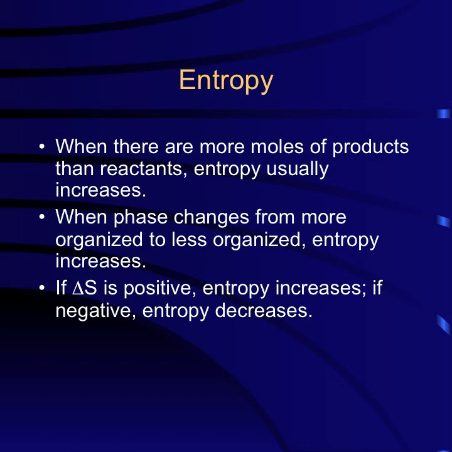So, some little tips on figuring out what entropy will do: if you have more moles of products than you do reactants, entropy usually increases. If vice versa, you have fewer moles of products than reactants, then entropy will usually decrease. If you have a phase change that goes from more organized to less organized, entropy increases. In other words, going from water to steam, entropy will increase. If I go from water to vapor, I'm getting less organized, which means entropy increases. If I go from water to ice, I'm getting more organized, which means entropy decreases. If delta S is positive, entropy increases. If delta S is negative, entropy decreases. We hopefully have that straight by now.